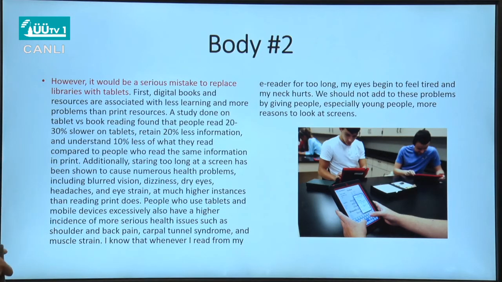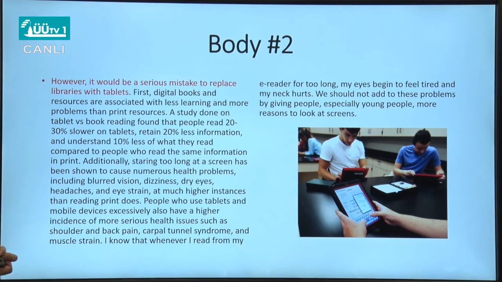A study done on tablet versus book reading, this is actually a kind of research to back up my stance on the topic, found that people read 20 to 30% slower on tablets, retain 20% less information, and understand 10% less of what they read, compared to the people who read the same information in print. Additionally, I'm going to add an idea here, so I'm using a conjunction of addition.